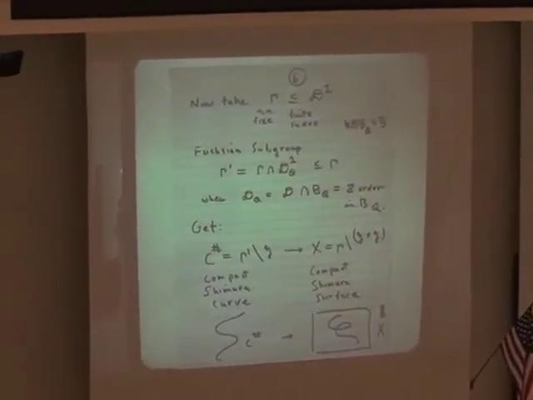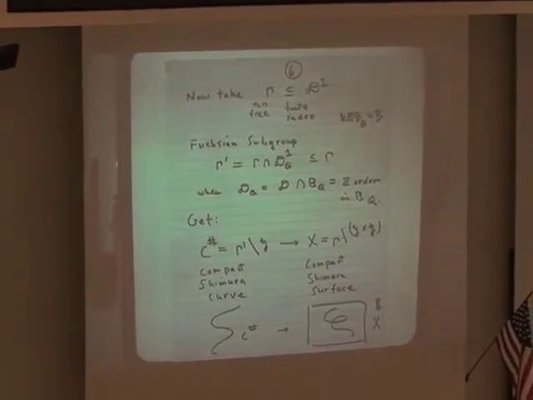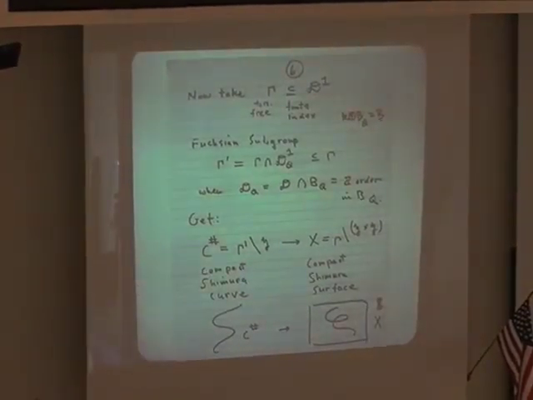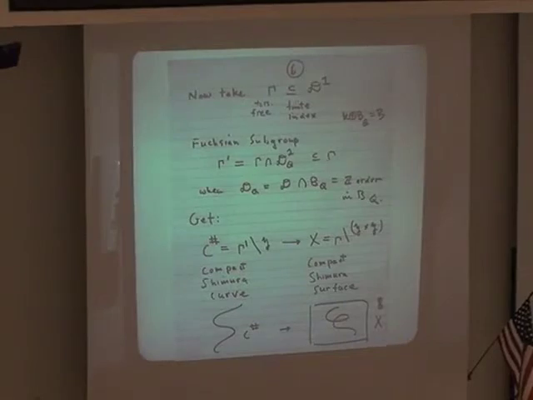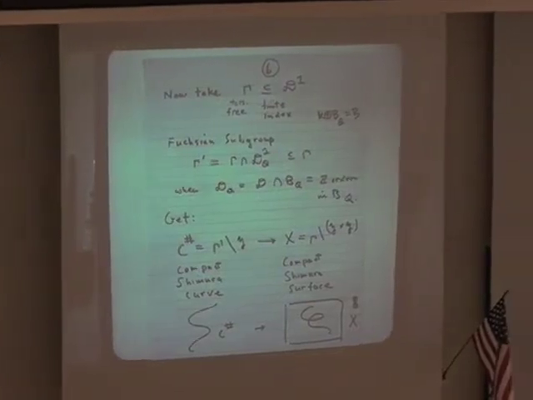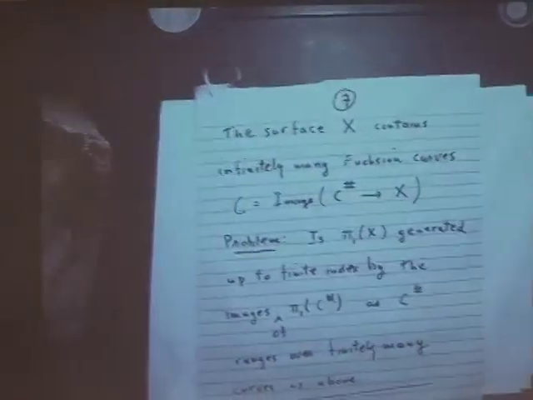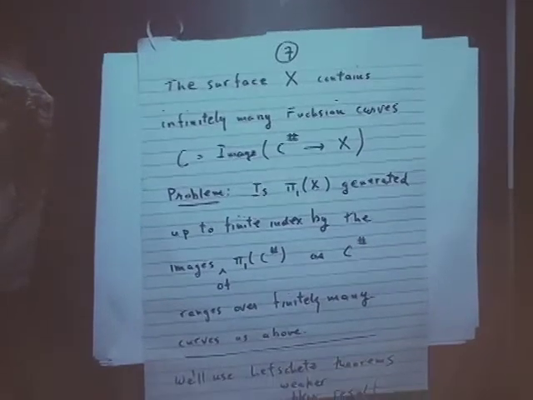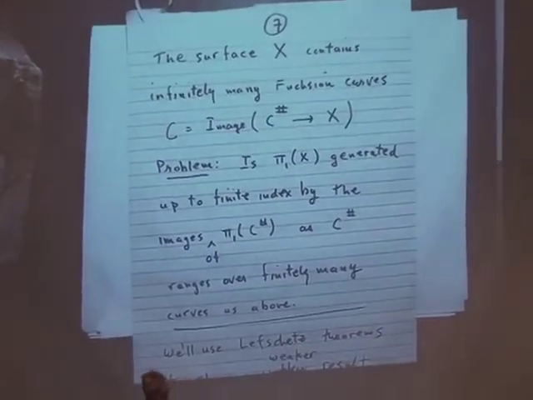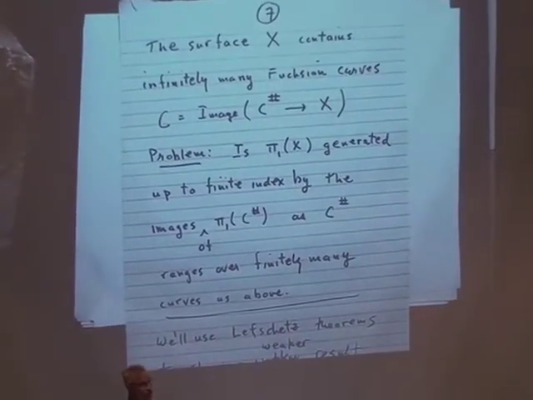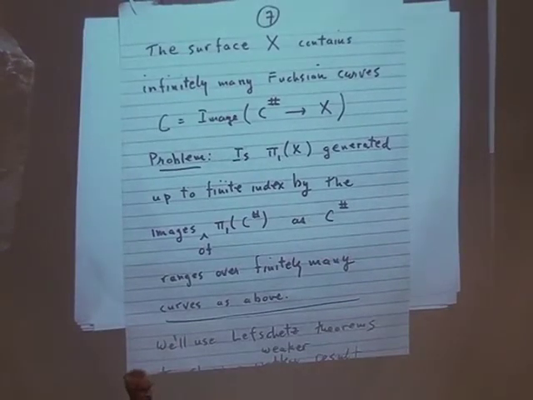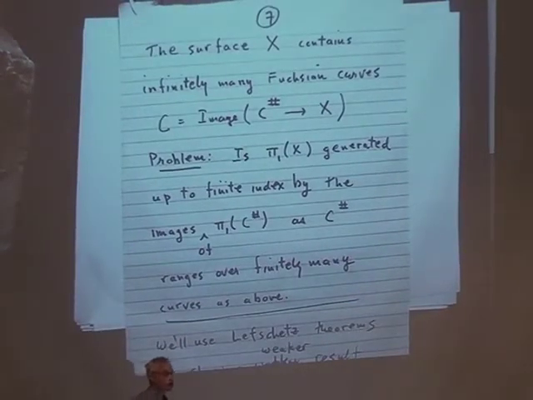Well, here's the most basic question about the connection between these curves and the surface. So we've got infinitely many Fuchsian curves coming from the fact that there were infinitely many quaternion algebras over Q that gave the same algebra over K. And one problem that we thought a lot about is whether the fundamental group of the surface is generated up to finite index by the fundamental groups of these curves.